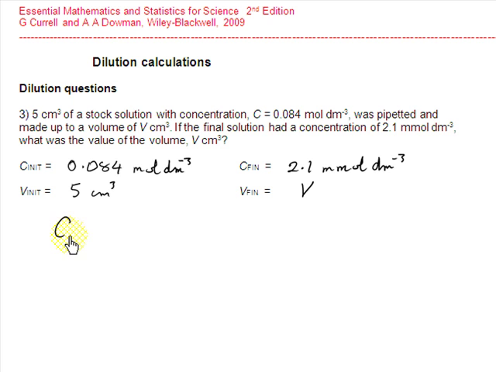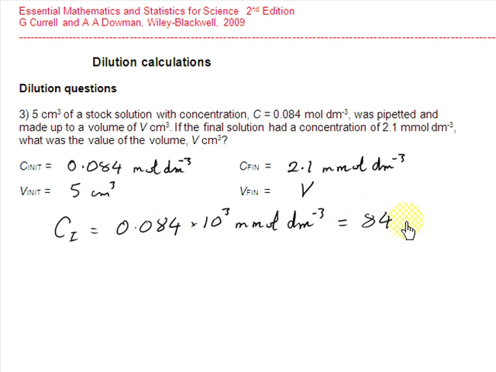So the initial concentration will be 0.084, but I know that 1 mole is equivalent to 1,000, or 10 to the 3, millimoles. So I can replace the mole here by 10 to the 3 millimoles per decimeter cubed. And by multiplying this by 10 to the 3, we'll move the decimal point 3 places to the right. So this will equal 84 millimoles per decimeter cubed.